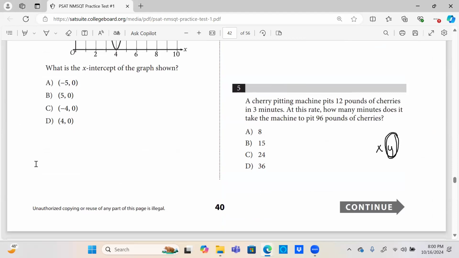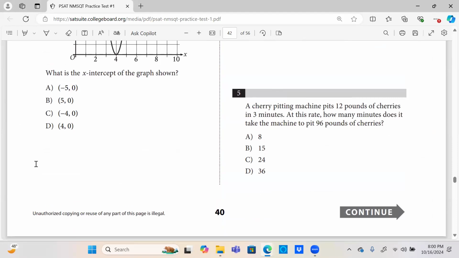Number 5, a cherry pitting machine pits 12 pounds of cherries in 3 minutes. Okay, let's make a proportion. We have cherries and we have minutes: 12 pounds in 3 minutes. At this rate, how many minutes, so I don't know, will it take to pit 96 pounds of cherries?